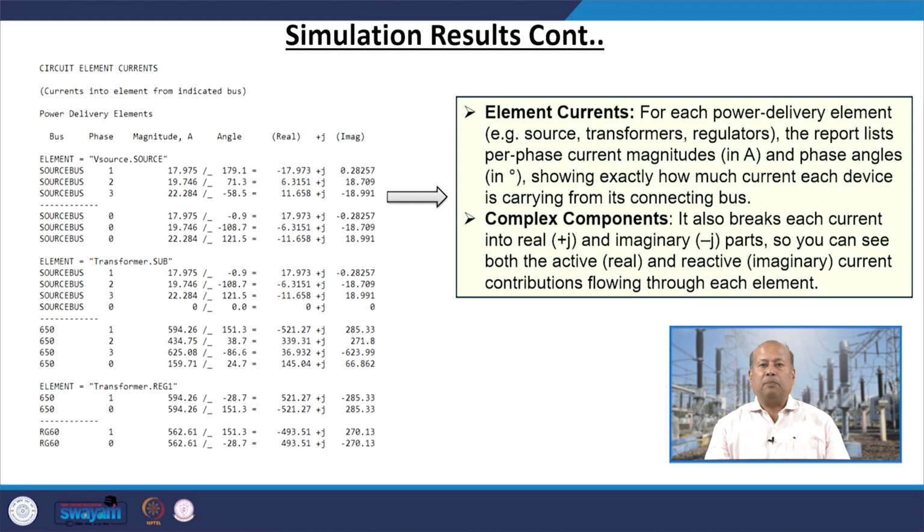Element currents for each power delivery element, for example source, transformer and regulators. The report lists per phase current magnitude in ampere and phase angles, showing exactly how much current each device is carrying from its connecting bus. It also breaks each current into real plus and imaginary minus parts. So, you can see both the active real and reactive imaginary current contributions flowing through each element of the system.